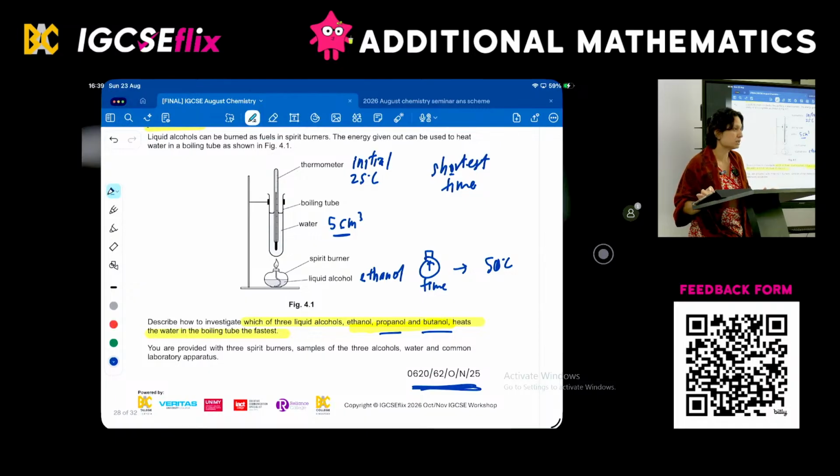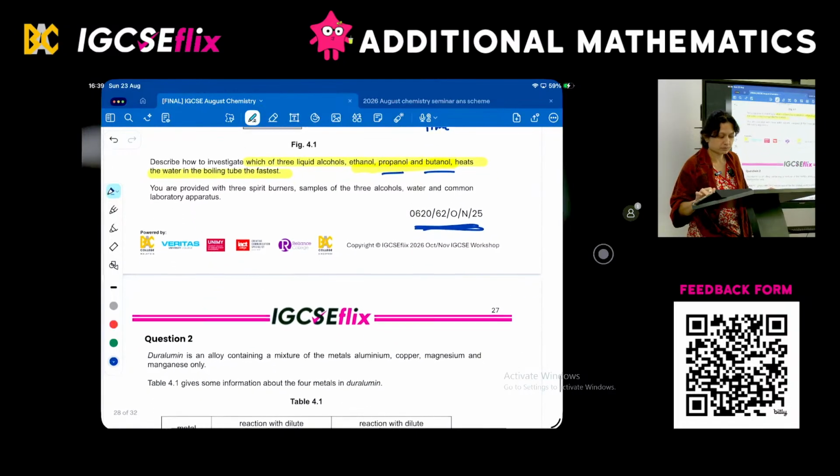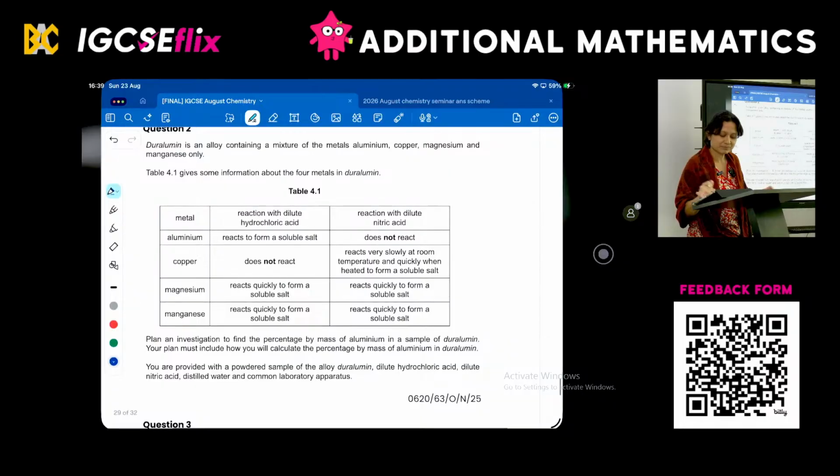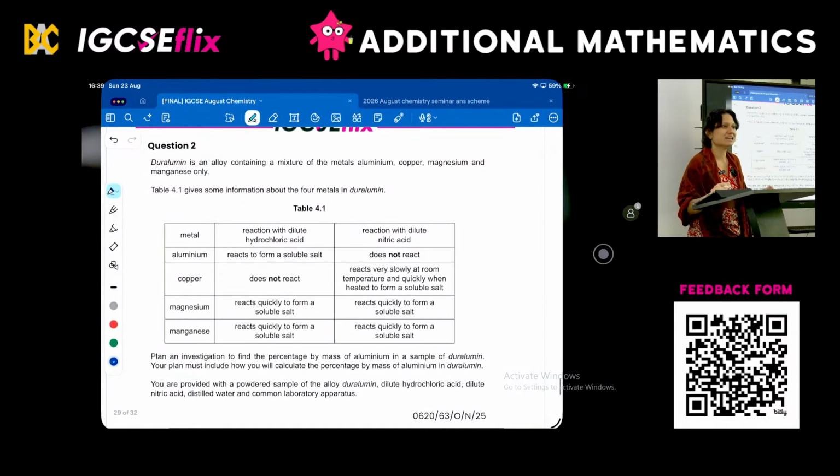Okay, questions? Okay, can we try one more? This is a little bit, not very hard. It's just a little bit higher order thinking skill because there are so many things to read. Okay, can you try this? Try this. Question 2. Let's try this.